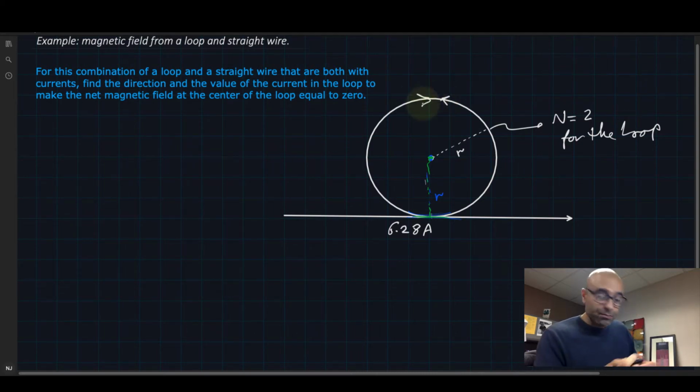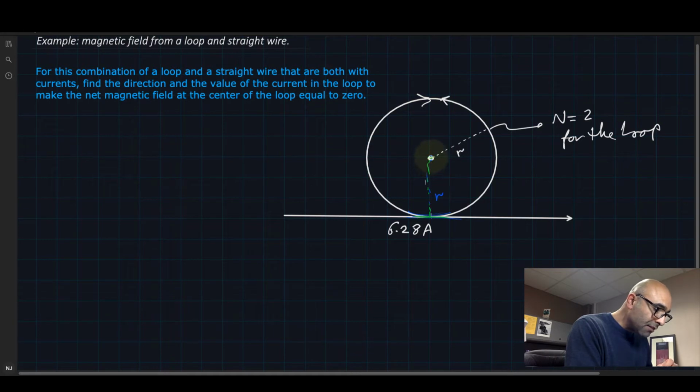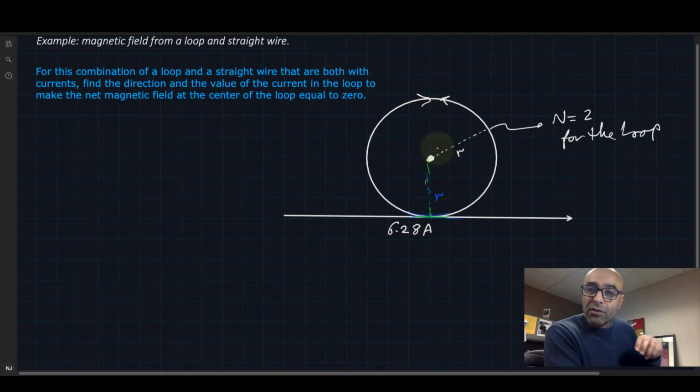We don't know. The idea here is to find the direction of the current in the loop in such a way that the net magnetic field at the center of the loop is equal to 0. Well, how is that going to happen?